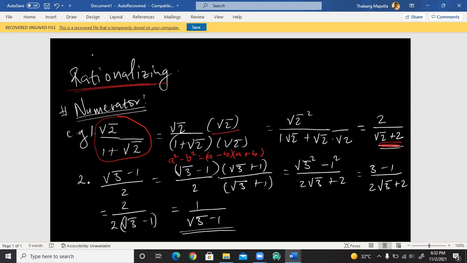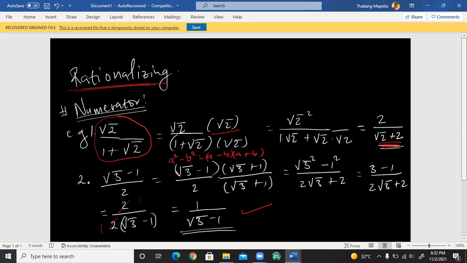But even if we factor 2 out here, we're going to have something good. We can have 2 outside, then cancel out the 2s: 2 here, 1, 2 here, 1. Therefore, we have 1 over root 3 minus 1. So this will be our answer. I guess we are all good.